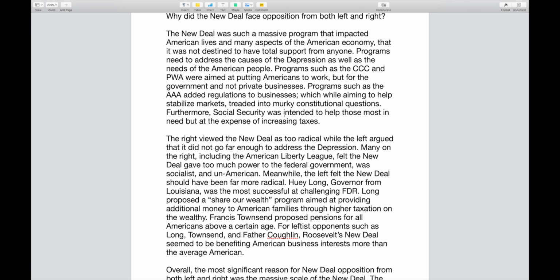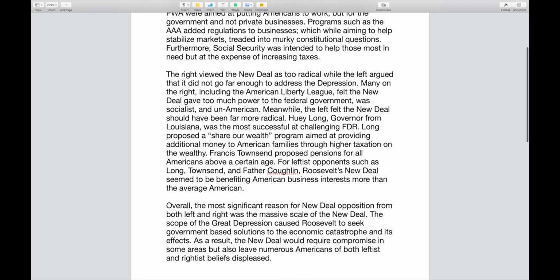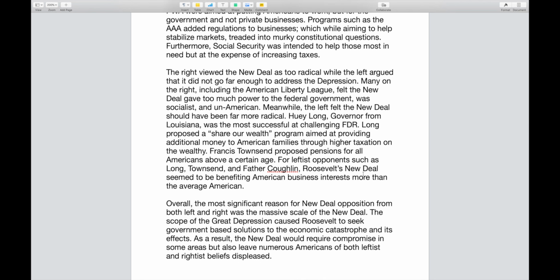And then down here on the second paragraph, I've explicitly listed what the right was upset with, and I gave one of the right-wing organizations that developed during the New Deal, that was the American Liberty League. I said why they were upset with it. It gave the government too much power. They believed it was socialist and therefore un-American.